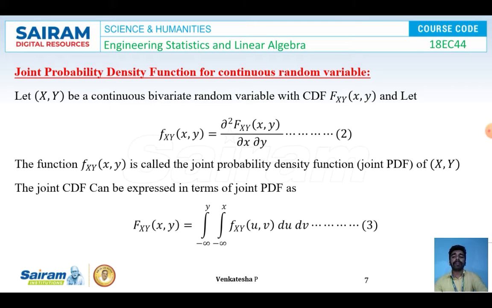We'll be getting joint PDF. The function f_XY(x,y) is called the joint probability density function, or joint PDF, of the random variables X, Y. Now the joint CDF can be obtained from the joint PDF with the formula F_XY(x,y) is equal to the integral from minus infinity to y, the integral from minus infinity to x, of f_XY(u,v) du dv. So to obtain the joint CDF in terms of the joint PDF, we can make use of this formula.